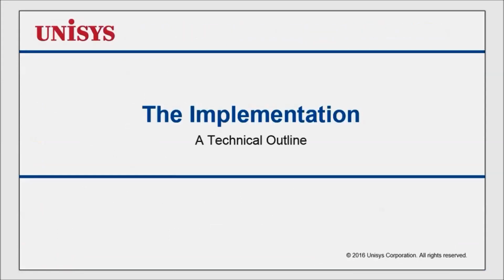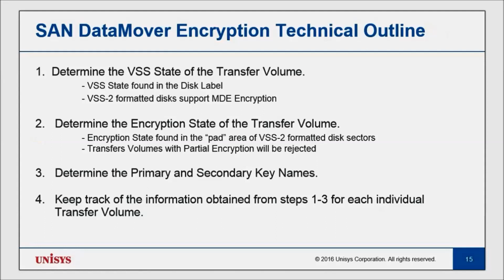Now for the implementation of this feature. This is more of a technical outline. Right now we'll drill down into the algorithm to encrypt these transfer volumes. First, we're going to determine the VSS state of the transfer volume. That is found in the disk label. Secondly, we'll determine the encryption state of the transfer volume. This is found in the pad area of the VSS2 formatted disk sectors. And like I mentioned, transfer volumes with partial encryption will be rejected.